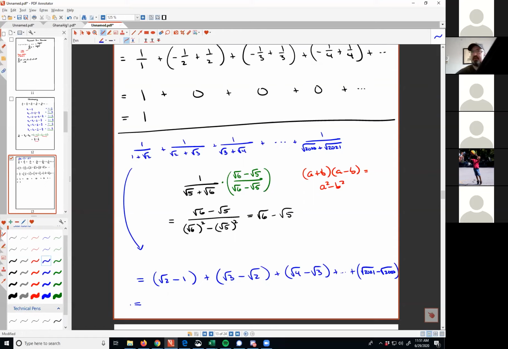And they cancel out. The negative root 2 cancels root 2. Then negative root 3 and root 3, negative root 4 and root 4. Nicely. They will all definitely cancel out, so you'll be left with negative 1.